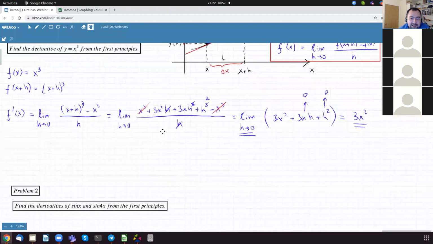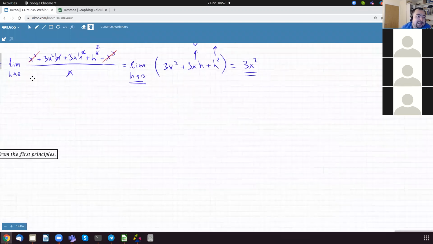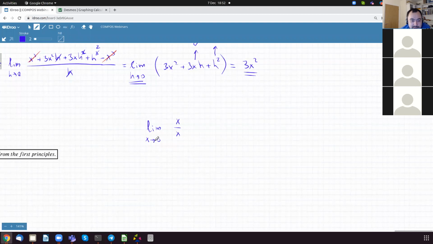Look, the thing here is that you could just plug in h equals 0 and you got the answer, 3x squared, if you just substitute. But sometimes you can't do that. Let's say you need to find the limit as x tends to 0 of x divided by x. Oh, you can't plug in x because it will be 0 divided by 0. That's nonsense. You're not allowed to divide by 0.